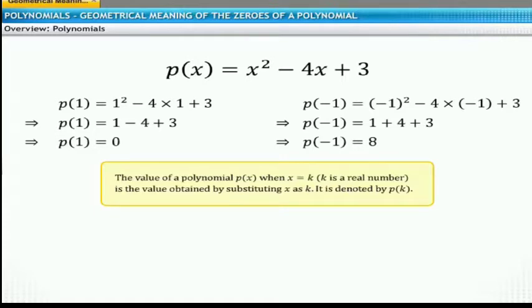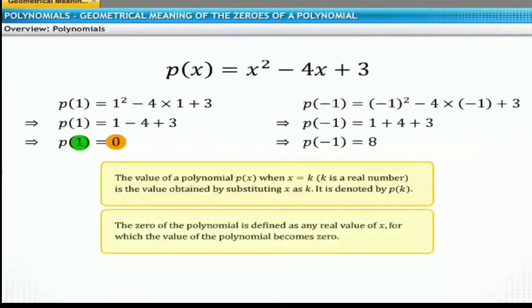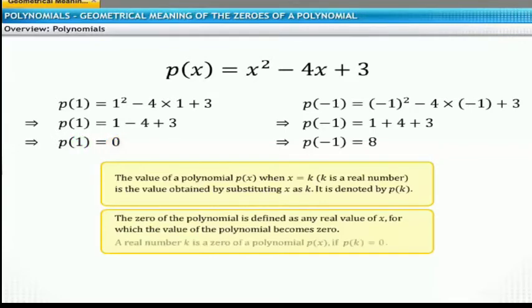It means in the first solution 1 is the substitute of x, and in the second example minus 1 is the substitute of x, and 1 is the zero of the polynomial, because when we are putting 1 in the given polynomial, as a solution we are getting 0.